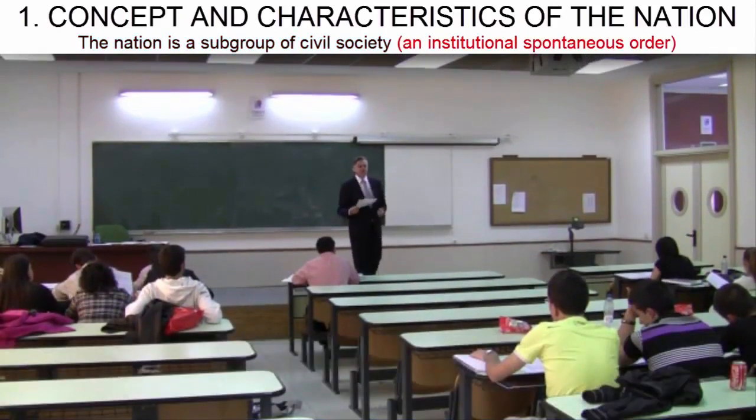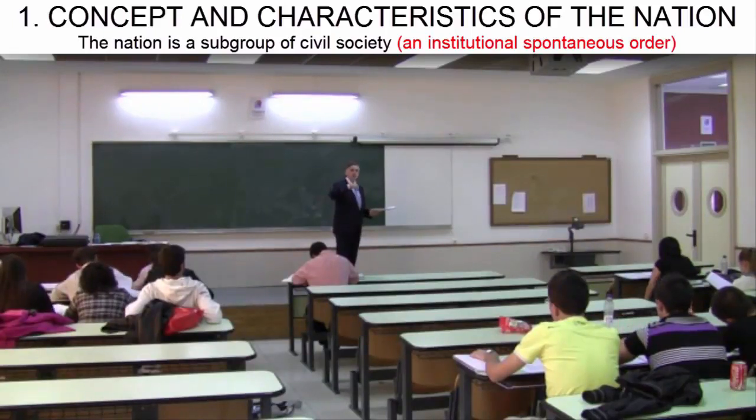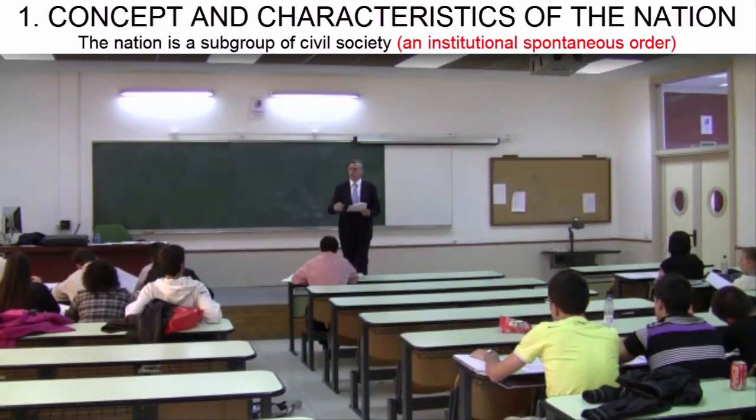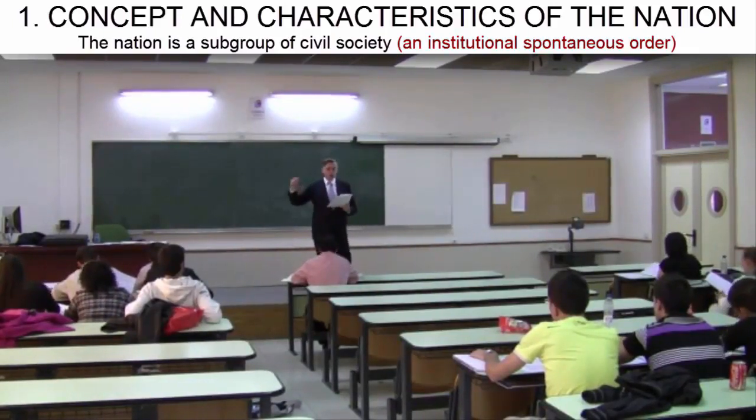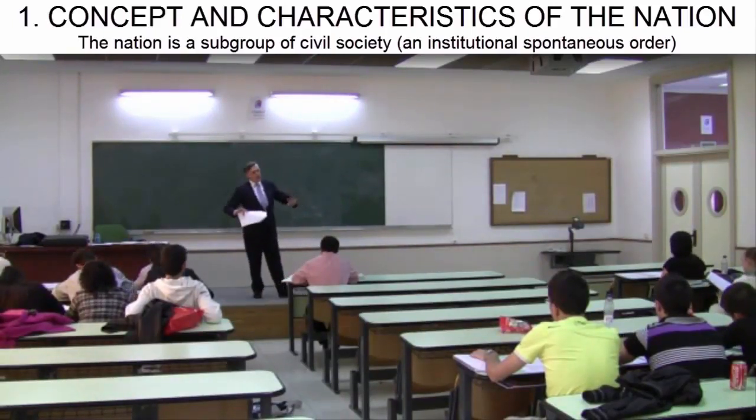In other words, society is an institutional, spontaneous order, a process in which the participants learn to carry out certain patterned behaviors of a linguistic, moral, cultural, historical, religious, or other nature. As you can see, this analysis links our theory on the evolutionary emergence of institutions and society with the concept of a nation as a subset of the process of civil society.